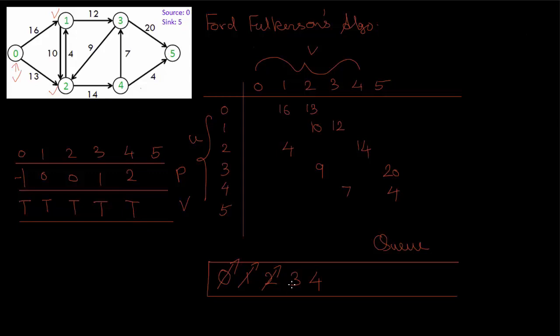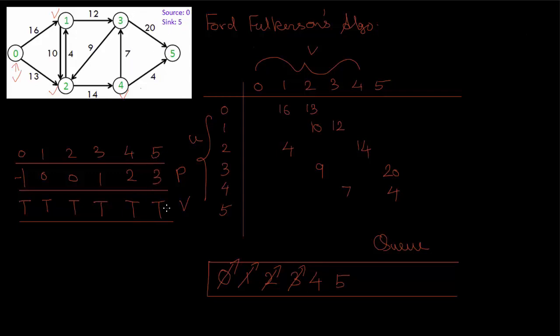Now we dequeue 3. If you dequeue 3, where can 3 go? 3 can go to 2 and 3 can go to 5, but 2 is already visited, so only 5. So put 5 over here. So this is T, and then 3 can go to 5. So you have 3 over here.